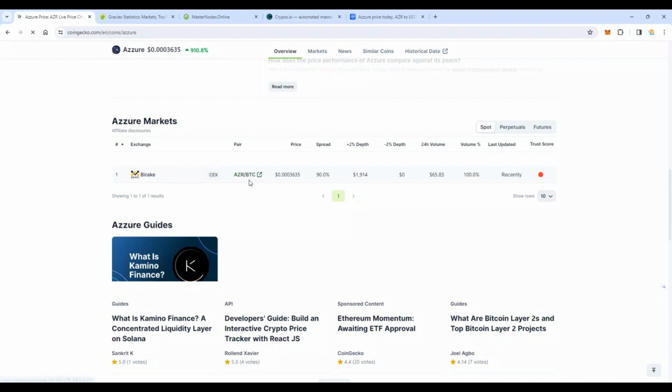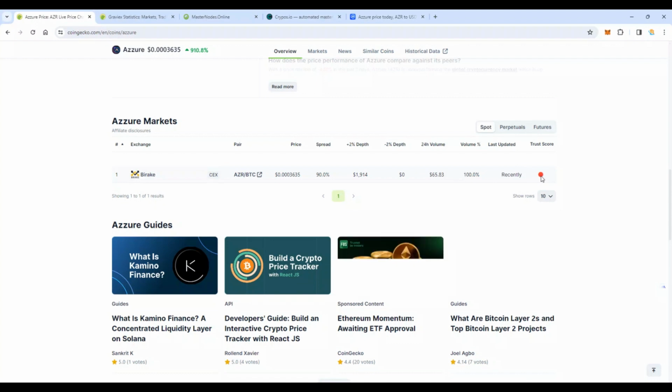Then you're going to deposit BTC into the exchange, then use those BTC to buy Azure. But now there's no liquidity. You can see even the trust score is red. And you see the only volume that is available is 65. And remember, this volume includes buying and selling. Okay? So you might find maybe selling is 20 and buying is 35.